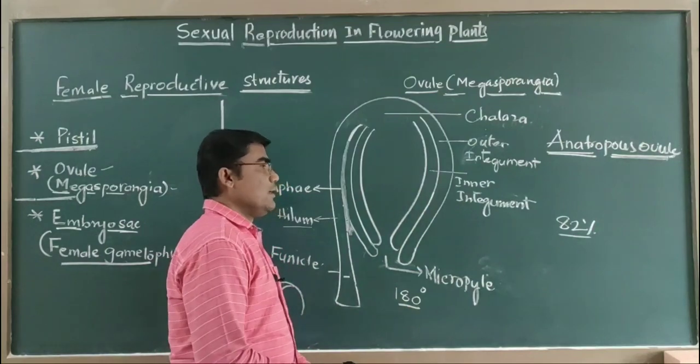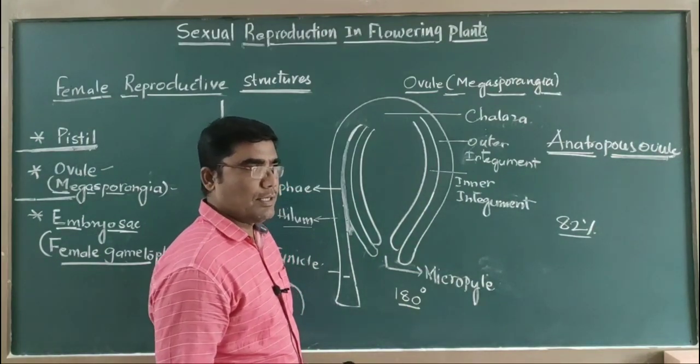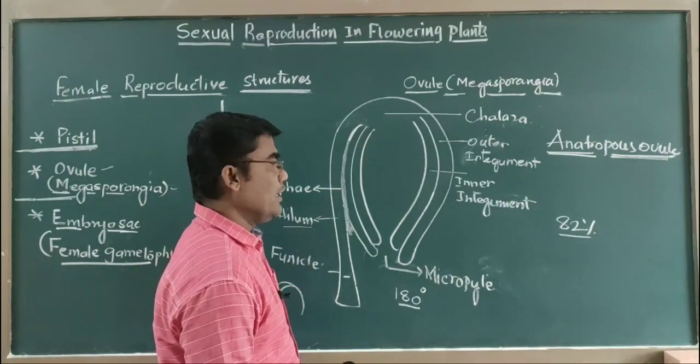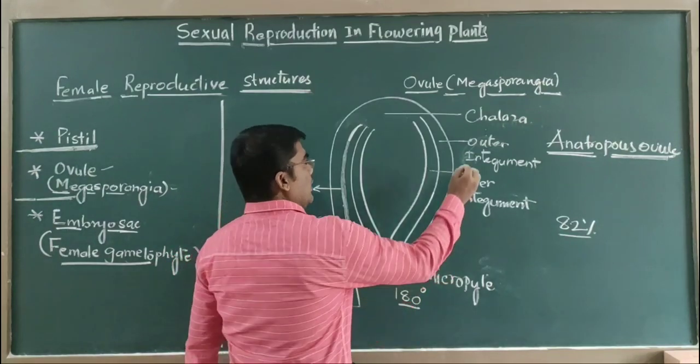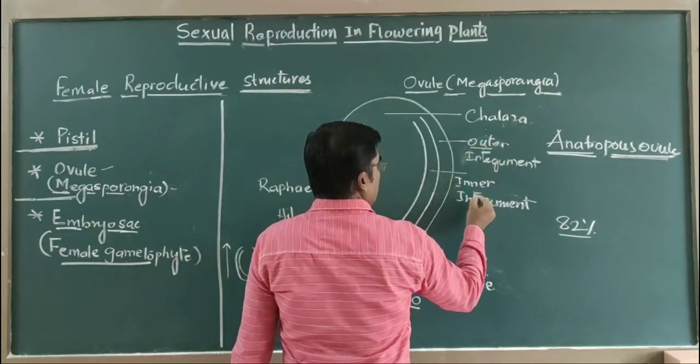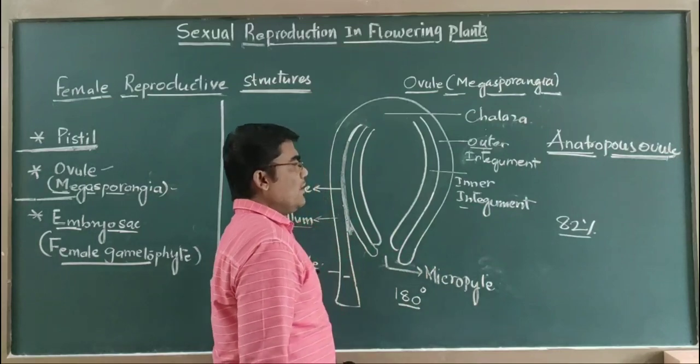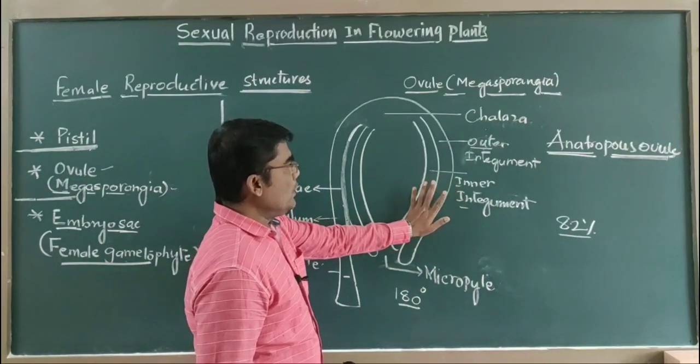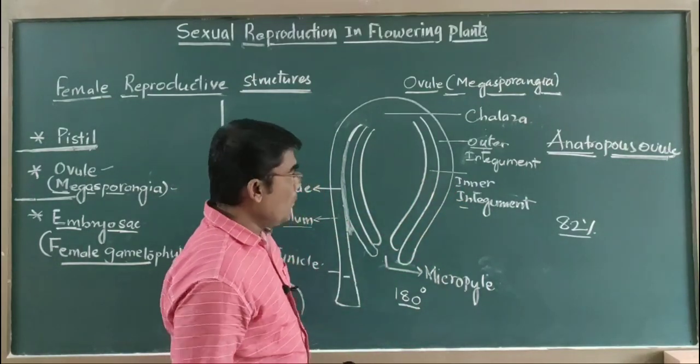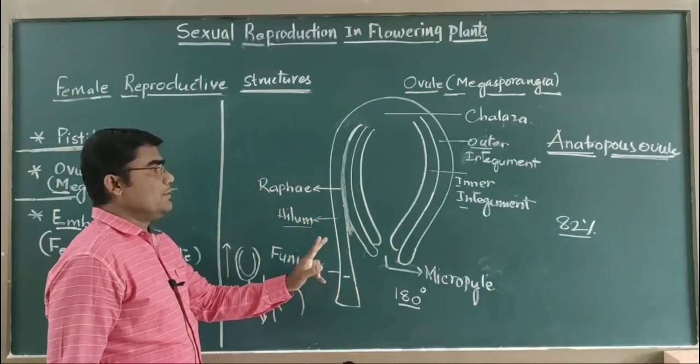In some of the cases, ovule may have some hard structure. Then we observe the sclerenchyma cells also. Here, outer integument and this is inner integument. That means here we are observing two integuments. The typical ovule comprises two integuments.